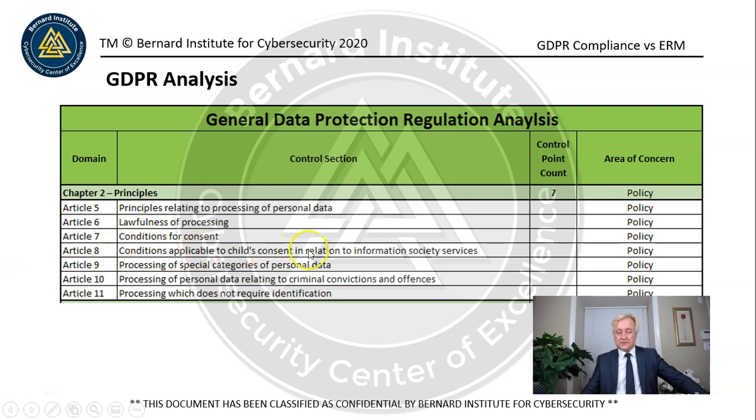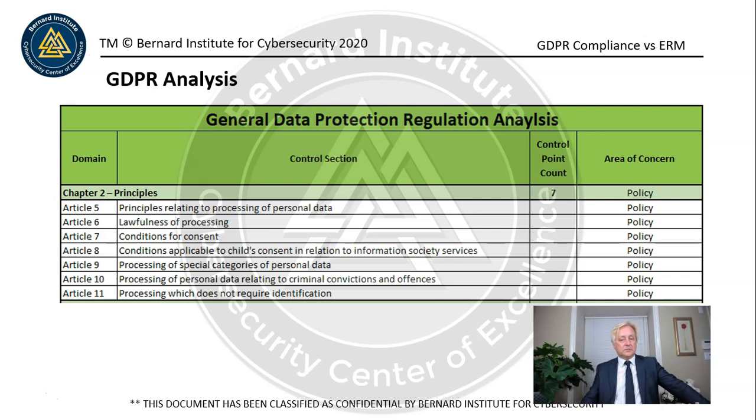Article 8, conditions applicable to child's consent related to information society services. Processing of special categories of personal data, processing of personal data related to criminal convictions and offenses, processing which does not require identification. So, while I said policy is the starting point, there may be procedures and standards that go behind this, but policy is the first step in order to resolve 5 to 11.